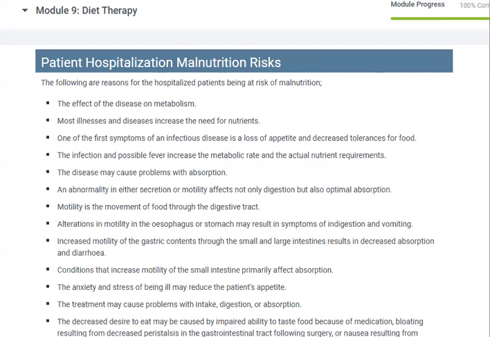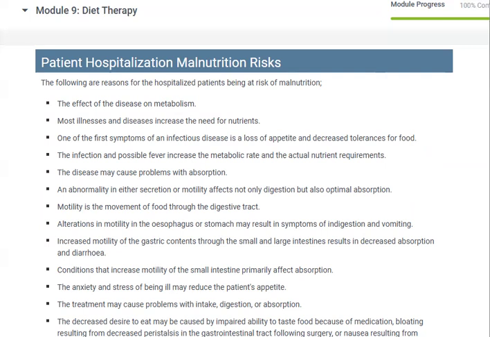The effect of the disease on metabolism. Most illnesses and diseases increase the need for nutrients. One of the first symptoms of an infectious disease is a loss of appetite and decreased tolerances for food. The infection and possible fever increase the metabolic rate and the actual nutrient requirements.